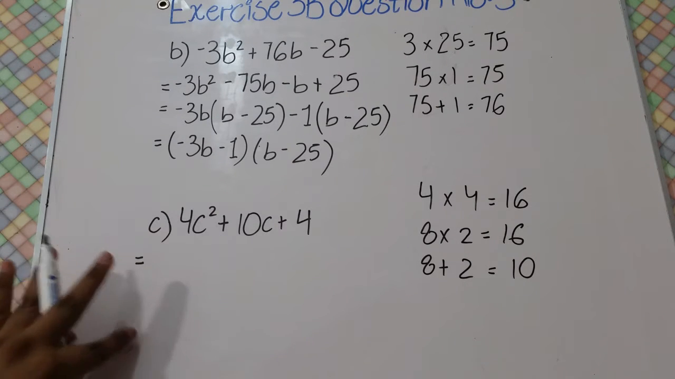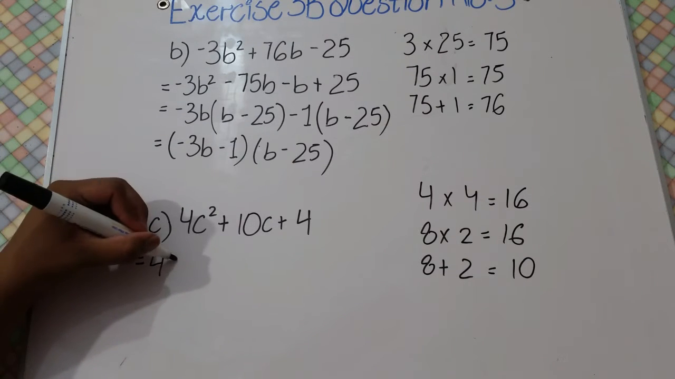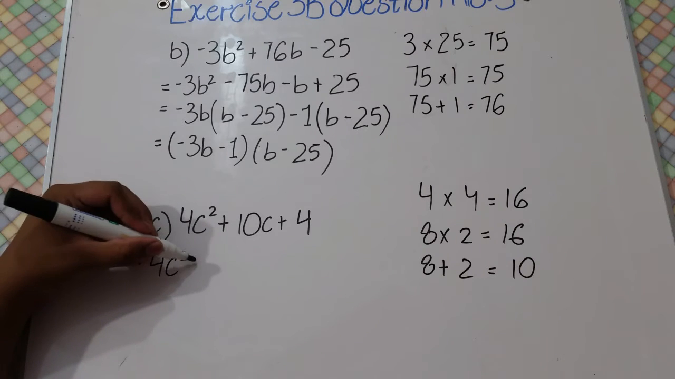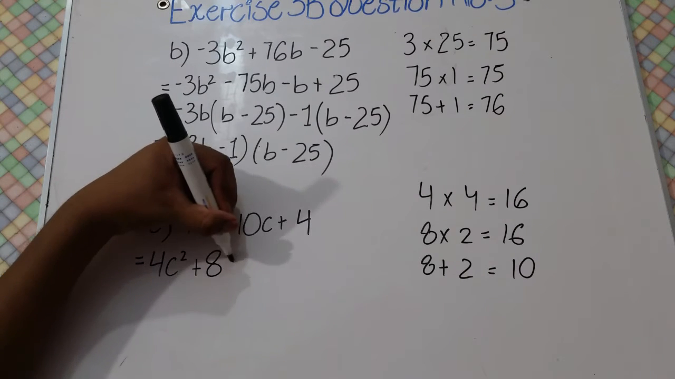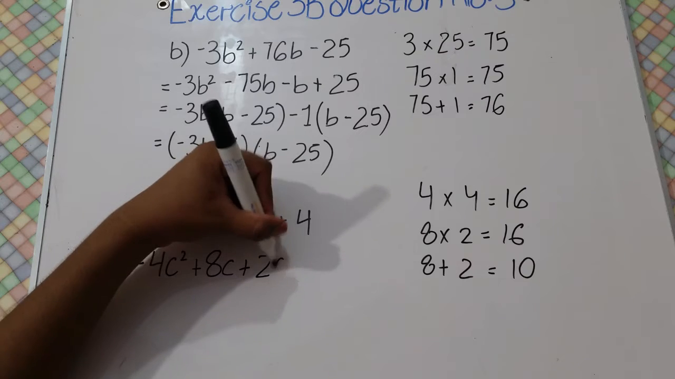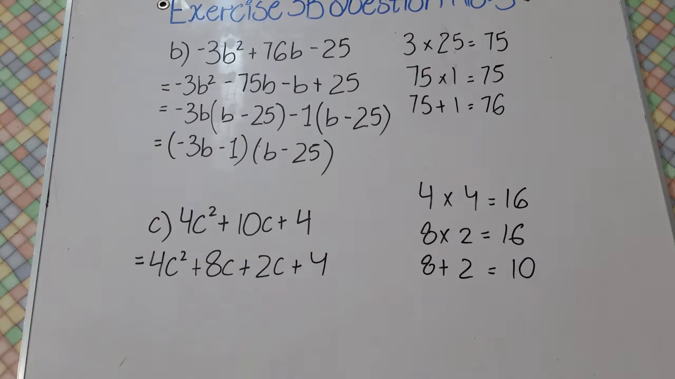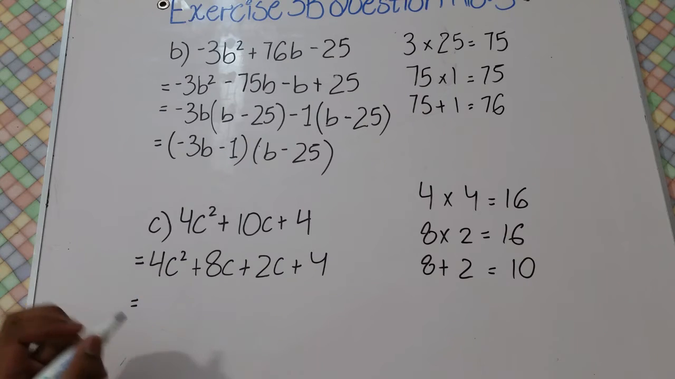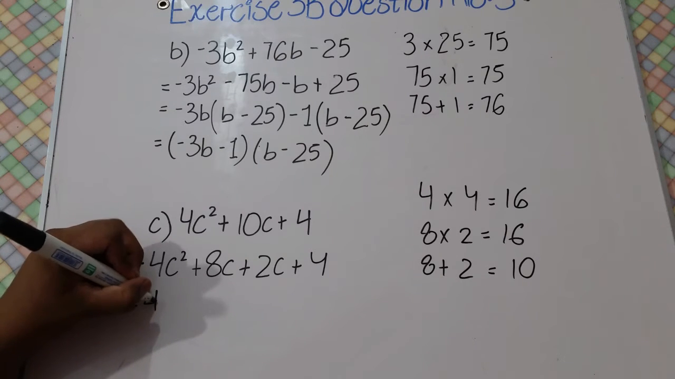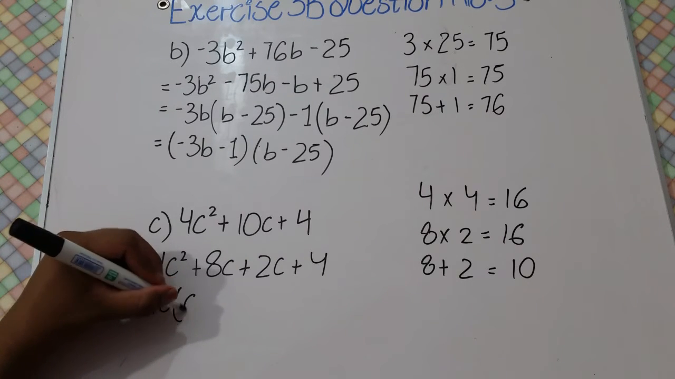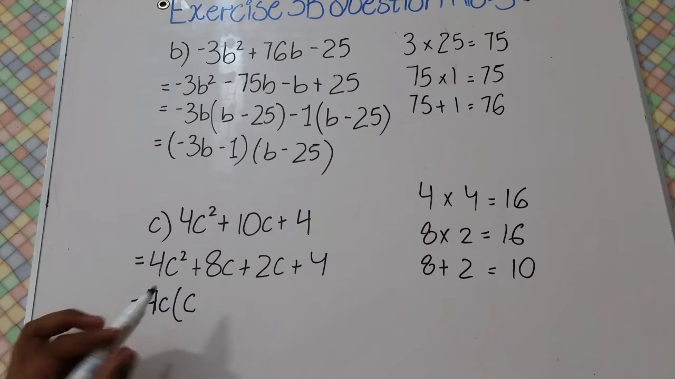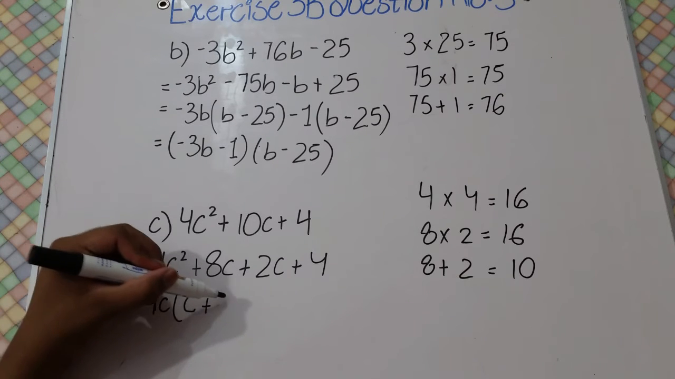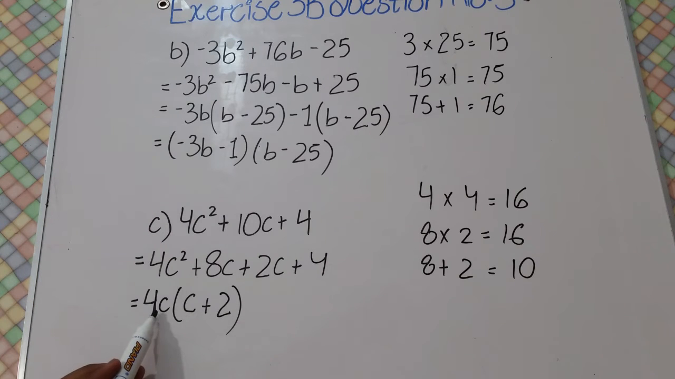So I'm going to write it also: 4c square plus 8c plus 2c and plus 4. Now over here c and 4 is the common factor, because 4c would be outside. Let me show you. And then this c, because 4c multiplied by c is 4c square, plus 4 times 2 is 8, so 8c, okay.